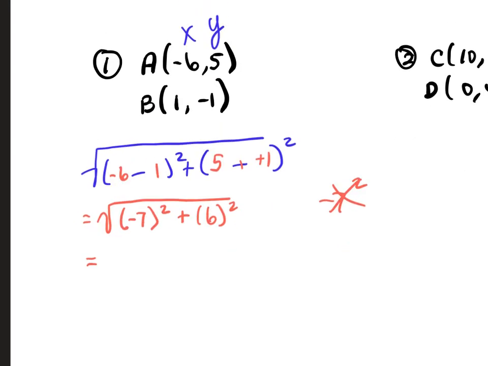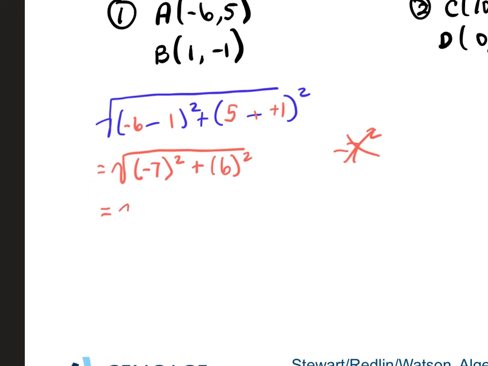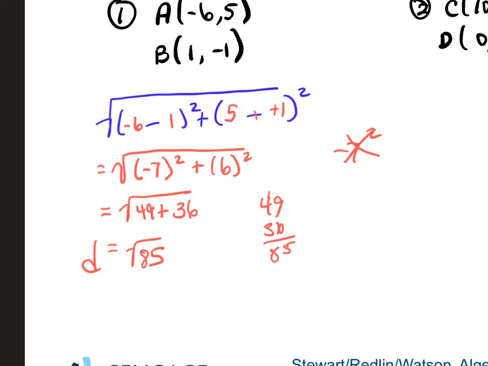You always will have positives underneath your square root. So I have -7 squared is 49, plus 6 squared is 36, and then you add 49 and 36, and you get the square root of 85. That is an exact answer.